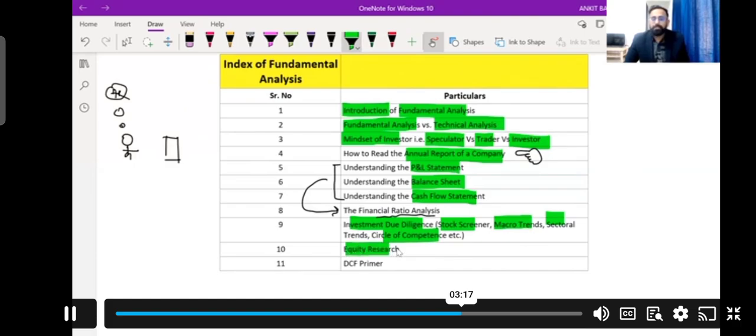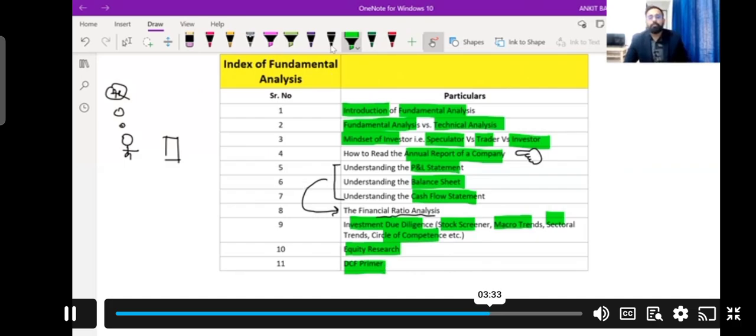After that we will be discussing equity research, so basically how you will do research on the shares or equity of any company. And then we will be discussing the DCF primer, that is discounted cash flow models, if you want to value any company.